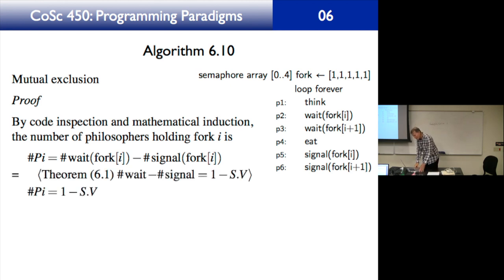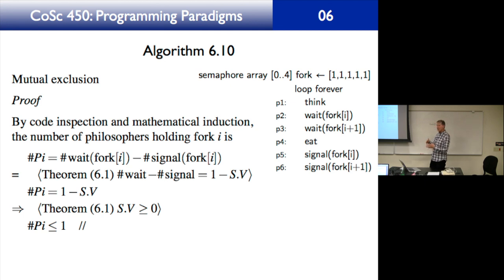But now look, remember that theorem 6.1? That worked in general. It says number of waits minus number of signals is 1 minus S.V. So the number of philosophers holding fork I is 1 minus S.V. And S.V is greater than or equal to 0. If you take 1 minus a number that's greater than or equal to 0, you get a number that's less than or equal to 1. Boom.